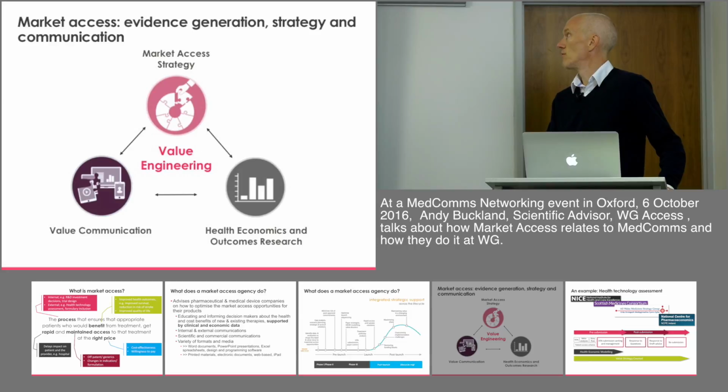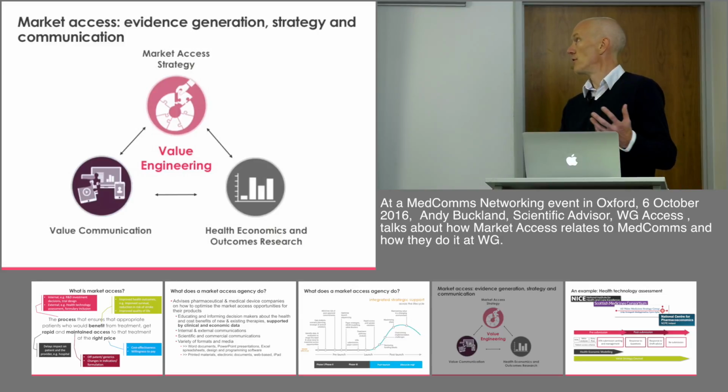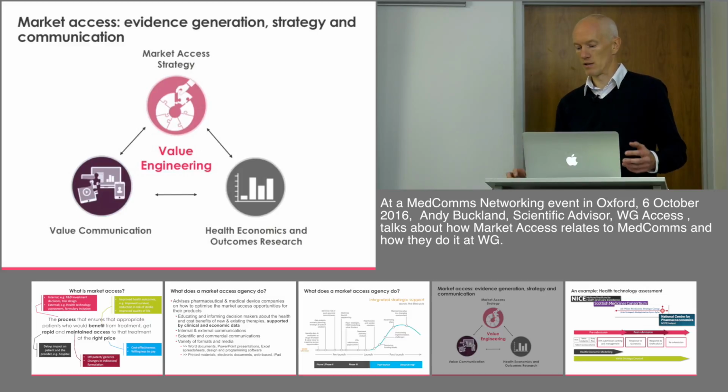So the three real pillars which we work to are the strategy element; the evidence generation, and by that I mean health economics, so developing cost effectiveness and budget impact arguments, systematic literature review and statistical analyses; and then the value communication. How do we pull all that evidence and that strategy together and deliver it to the right people at the right time?